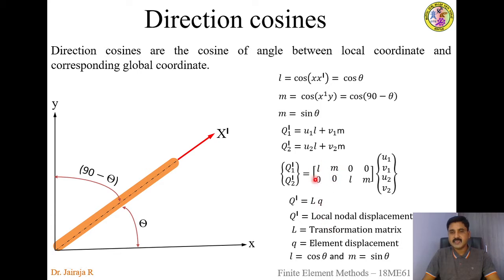L is the transformation matrix. It contains l m 0 0, 0 0 l m, and small q is the element displacement. It contains the nodal displacements u1 v1 u2 v2. And l is equal to cos theta, m is equal to sin theta. These are the direction cosines.